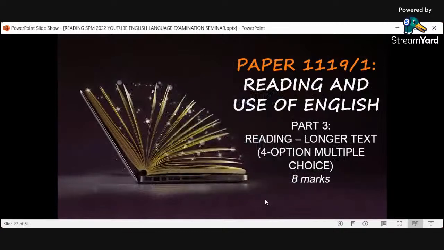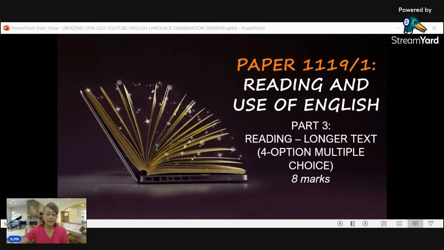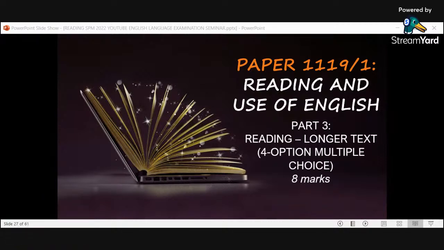Right? Any questions? No. Okay, let's continue to part 3. This is a longer text, 4 option multiple choice. So far Form 5, Form 4, Form 5, you're lucky. Part 1, Part 2, Part 3, you have multiple choice, which is good compared to the one I did previously for Form 1, 2, 3 for UASA. Okay, all right, let's continue to part 3.